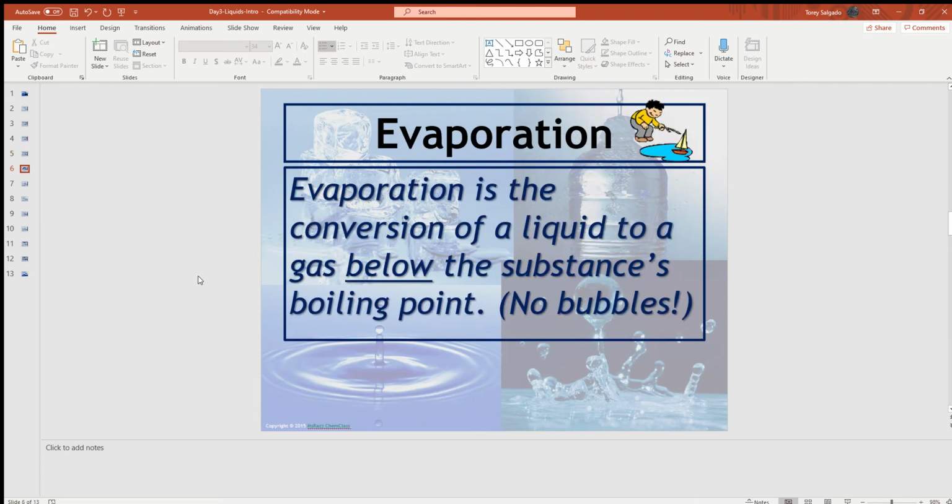So let's take a look at evaporation. Here's the definition. Evaporation is the conversion of a liquid to a gas. You're just going from liquid to gas below the substance's boiling point. So not hot enough to boil. That's a totally different thing. We're just leaving it out in the open. We're not heating it to its boiling point. So if it's just left at a normal temperature and it changes from a liquid to a gas, that is evaporation.